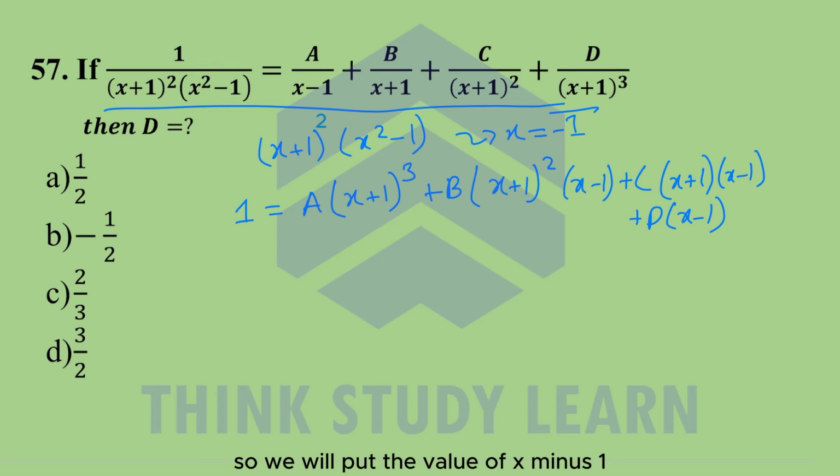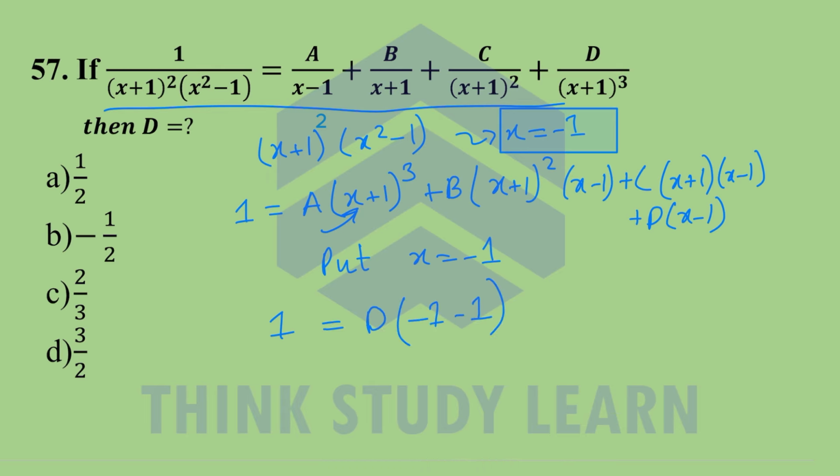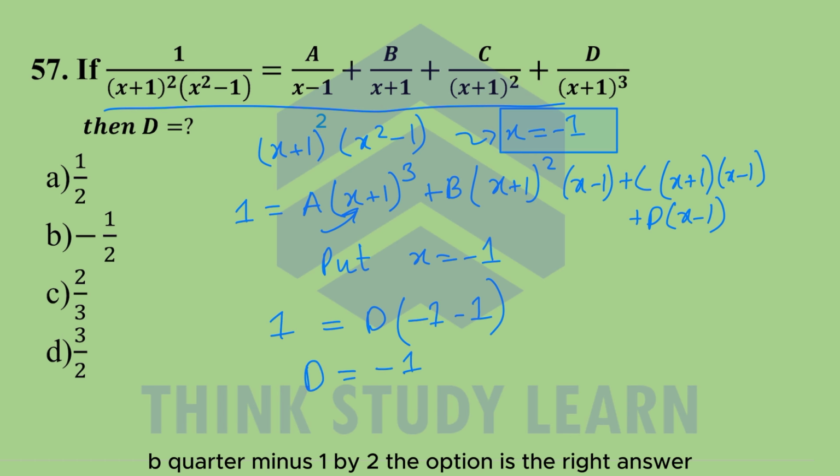So we will put the value of x equal to minus 1 into the simplified equation. When we put x is equal to minus 1, all of the terms a, b and c will become equal to 0. We will be remaining with only d into minus 2, then the value of d comes out to be equal to minus 1 by 2. B option is the right answer.